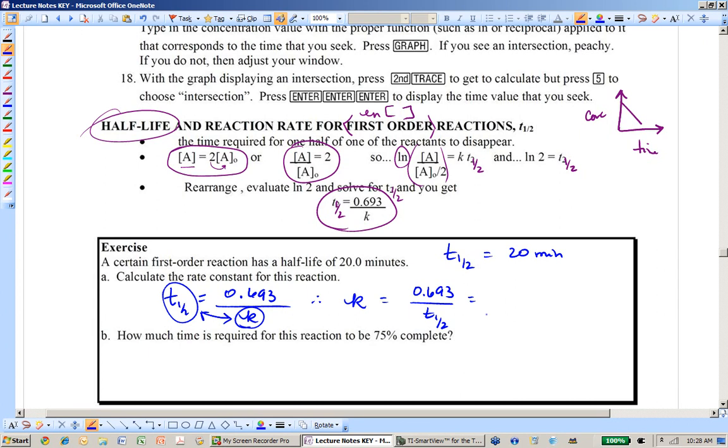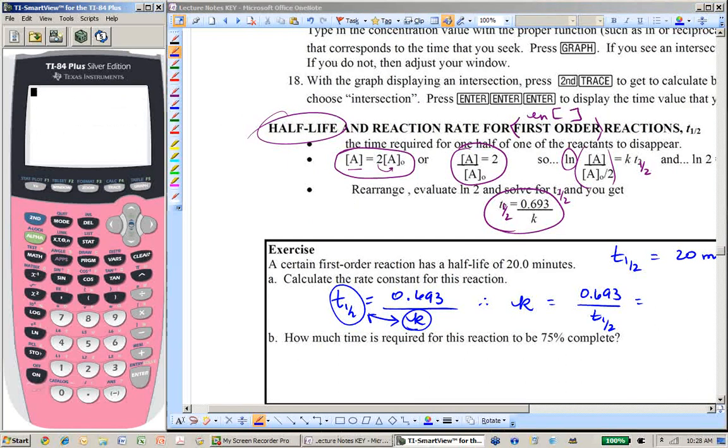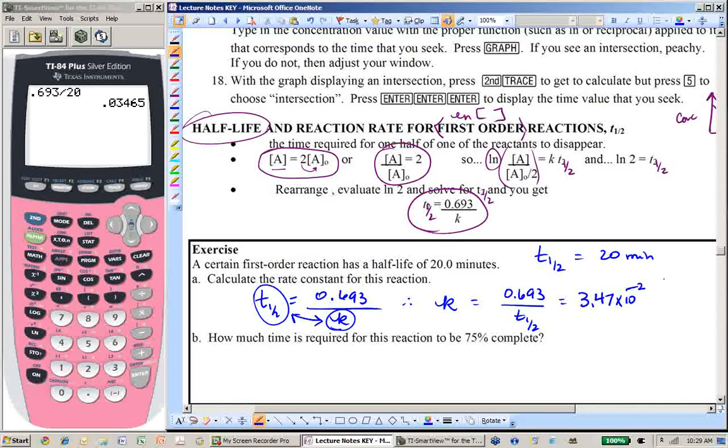And that is going to be equal to 0.693 divided by 20 minutes. And you come out with something that looks goofy when you actually express it in minutes, 3.47 times 10 to the minus 2 per minute. Most people would put that in seconds, but that's not how the book did that one. But I think it's equally correct to put that into seconds if you wish. So that would be dividing by 60 seconds per minute.